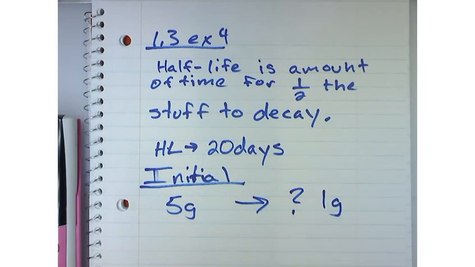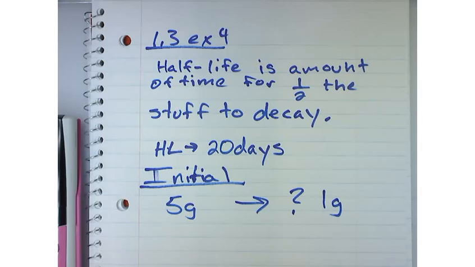So half of 5 is 2.5, that's 20 days. Half of 2.5 is another 20 days. So 40 days in, we're at 1.25 grams. So it's probably going to be about 50 days. So how can we figure this out?